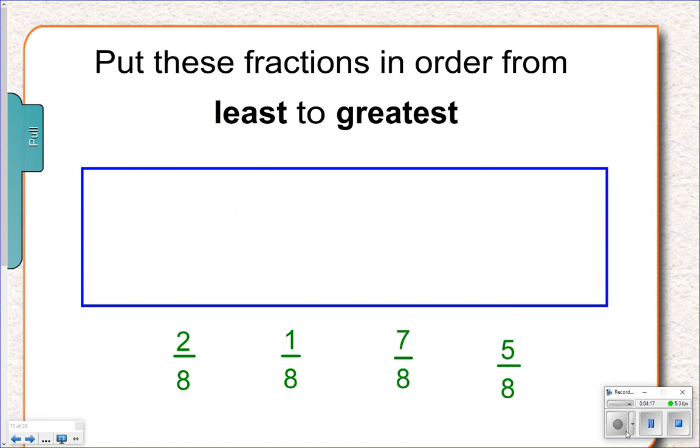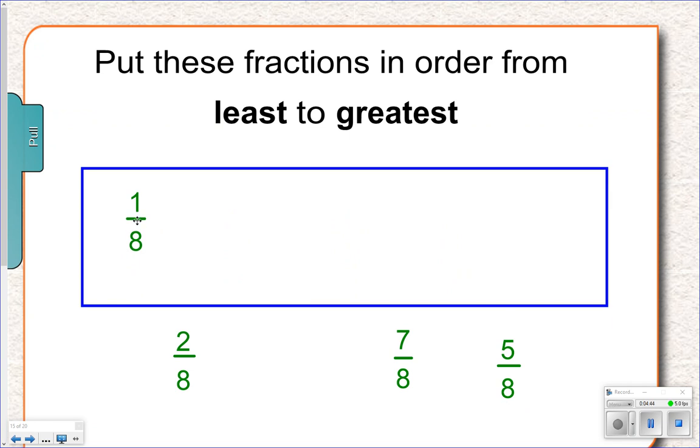Who can help me to solve this question? Again, order from the least to the greatest. Look with me at the down numbers: 8, 8, 8, and 8. The same down number. What about the up numbers? The up numbers are different, and we said the smaller up number is the smaller fraction. Which one is the smallest up number? It's 1 over 8. Excellent.